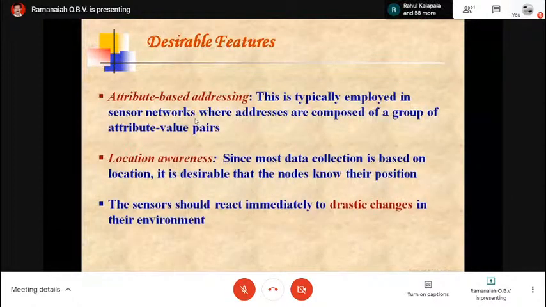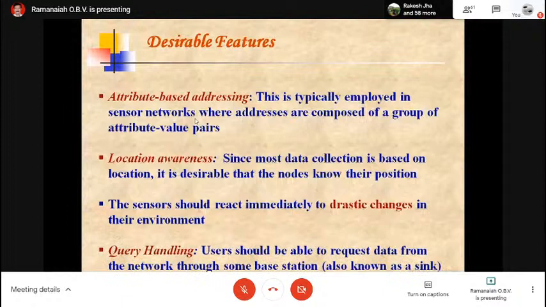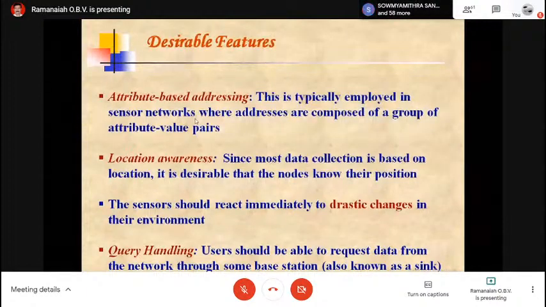And sensor nodes should react immediately to drastic changes in their environment. Yes. So the response time should be quite small. And query handling. So the network should have the provision for query taking and then query processing and then responding. So for that, it is necessary to stage the data. Data is to be gathered, and you can run the query at sync to give the reply for the query.